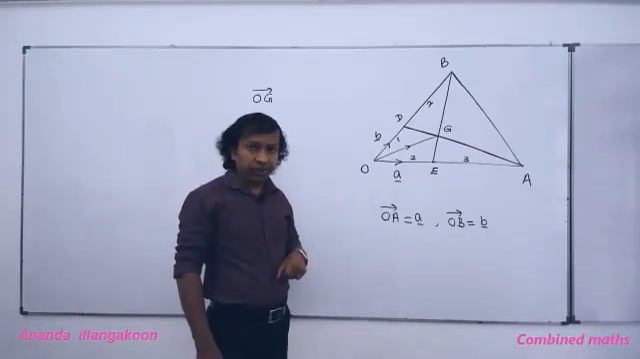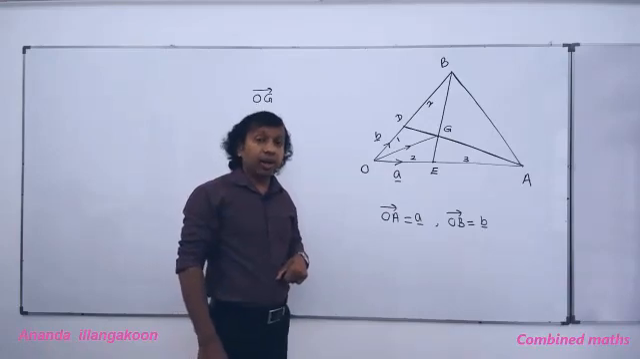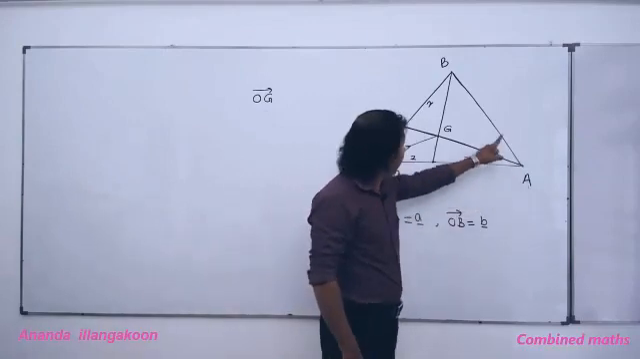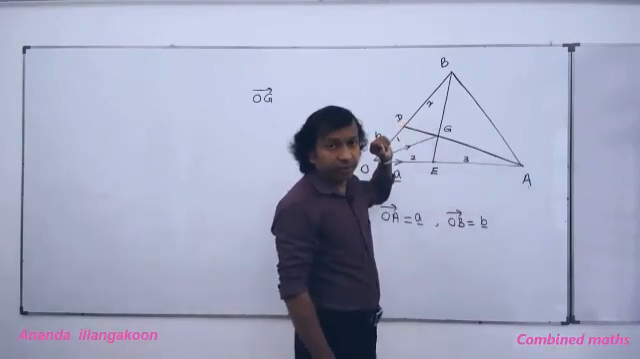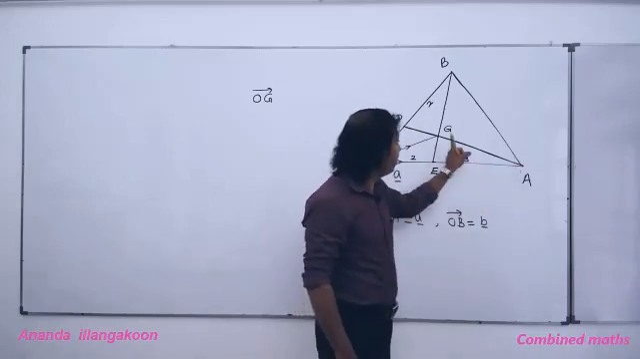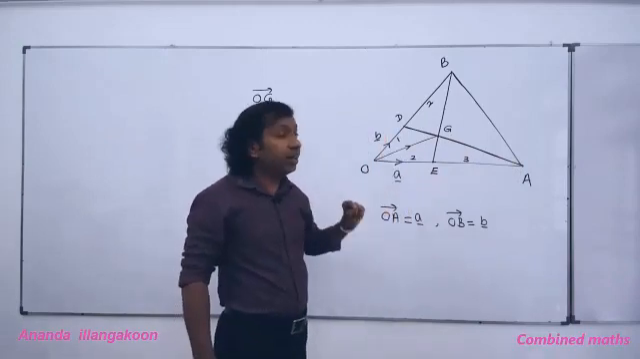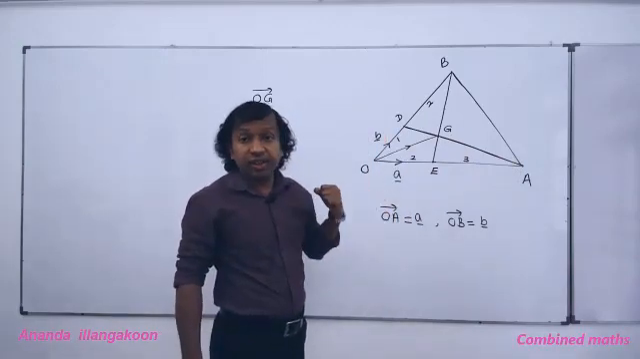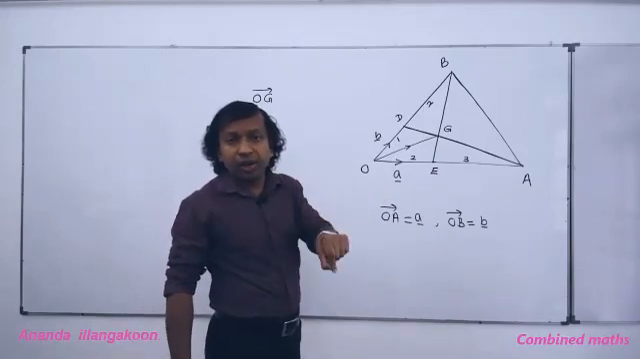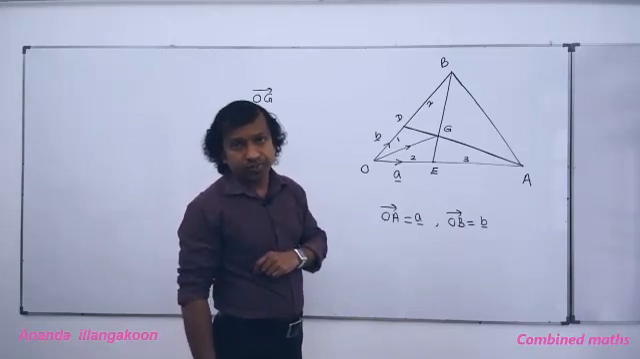How to find this AG vector? Yeah, AG vector you can find like this. First we take AD vector. We find AD vector, and now this AG vector you can write as a part of AD vector. Then we get AG vector. In that case, the lambda and mu will come into the equations.